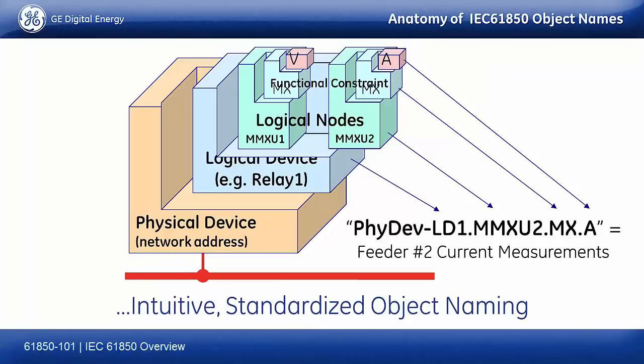So this one's a pretty famous picture that, especially the early 61850, floated around to help define this, right? If I go back to my self-description, physical device dot logical device dot logical node dot functional constraint, which is the type of data that's coming out of it, dot the type of data. So I'm looking at current and voltage, and even further down, attributes if it's phase A or whatever, right? It's an intuitive standardized object.